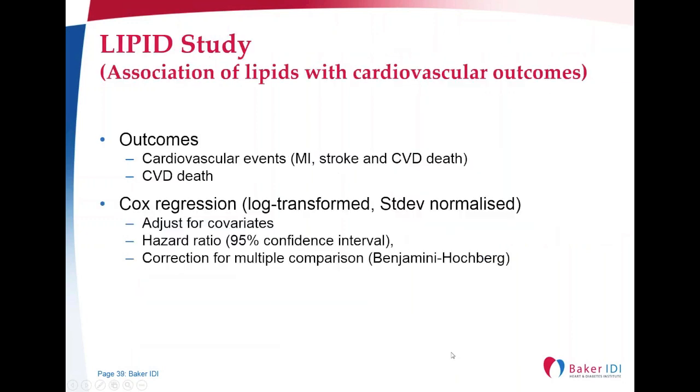And then we could start to ask questions, well, which lipids associate with our different outcomes? And as I mentioned earlier, the outcomes that we're interested in are either all cardiovascular events combined, so heart attack, stroke, and CVD death, or simply looking at CVD death on its own. And to do this, we used a Cox regression analysis. So we firstly log transformed the data, normalized it to the standard deviation so that we could interpret different lipids in the same manner. We adjusted for all of the covariates that we had identified earlier. So we actually had 22 different covariates that were clinical or traditional risk factors for cardiovascular disease. And then we calculated hazard ratios and 95% confidence intervals. We corrected all of our analyses for multiple comparison because we're analysing many hundreds of different lipid species.